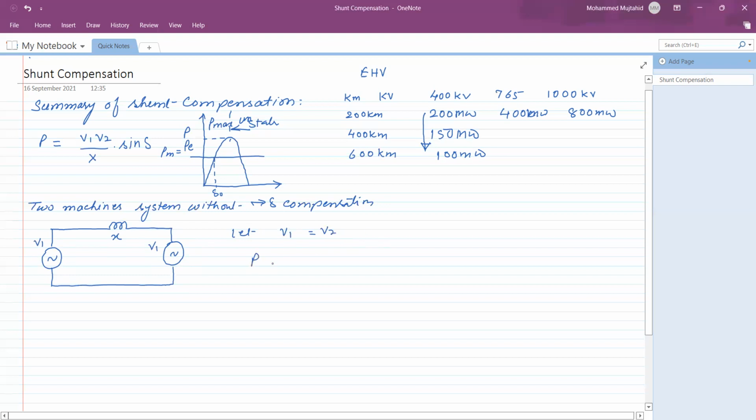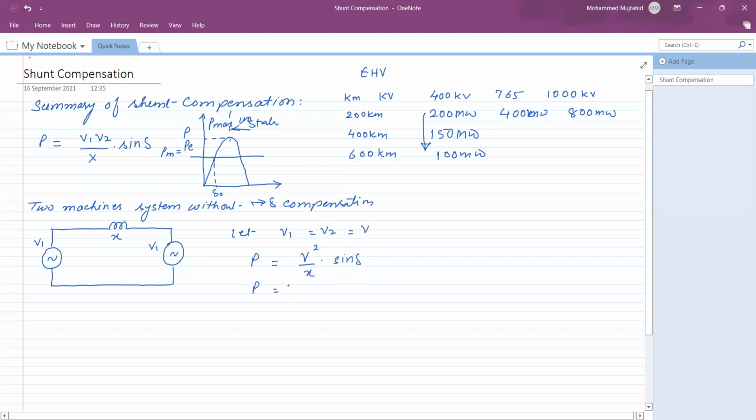So power P is equal to V square upon X into sine delta, and the power becomes maximum.